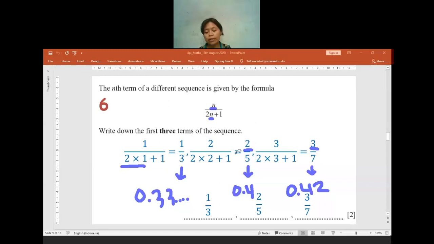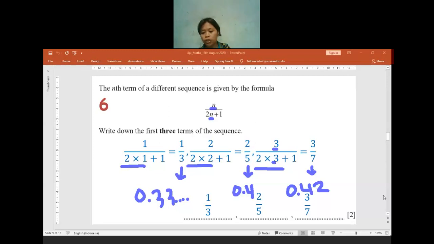And then for the second term, 2 times 2 plus 1. We have to finish the multiplication. 2 times 2 is 4, 4 plus 1 will be 5. And then for the third term, we replace the n with 3. We finish the multiplication. 2 times 3 will be 6. 6 plus 1 will be 7. That's why the answer will be like this.